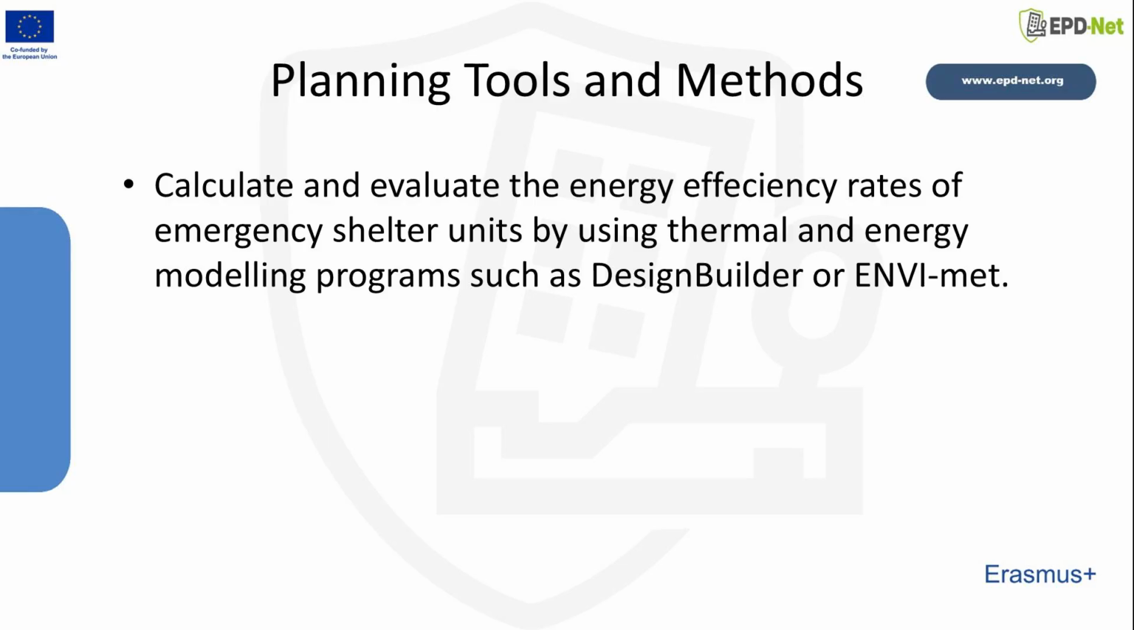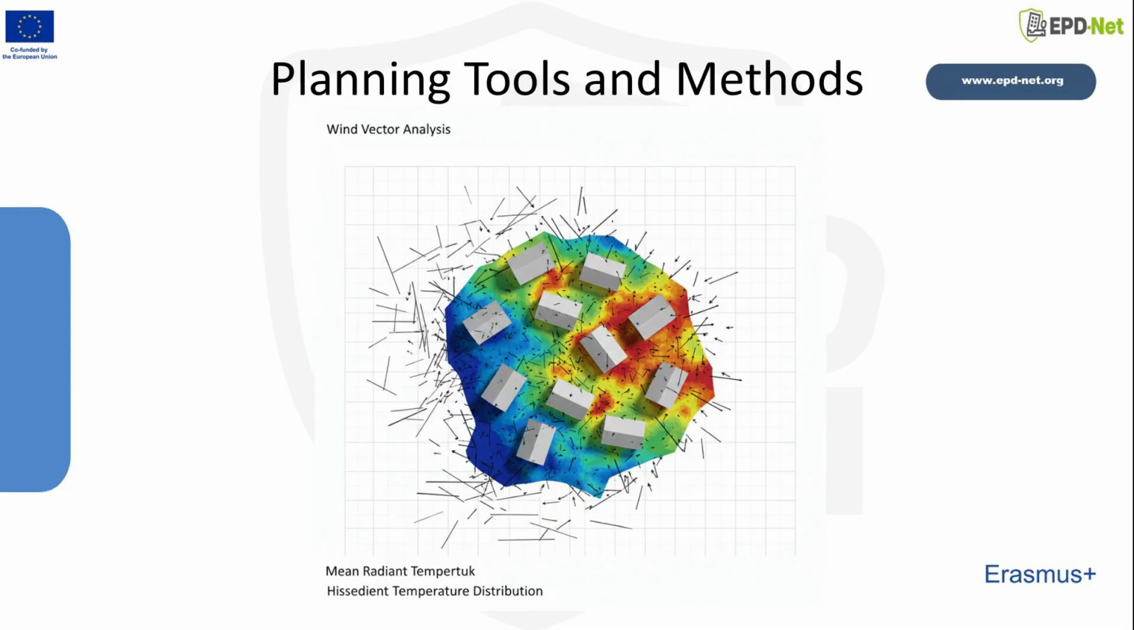For designing eco-friendly emergency shelter units, you must calculate and evaluate the energy efficiency rates of walls, roof, structure or modules of each shelter unit. You can use thermal and energy modeling programs such as Design Builder or EPD-Net. These thermal and energy modeling programs can help you to spend more time designing and less time modeling, with an easy-to-use interface to accurately quantify performance in the fastest available workflow.